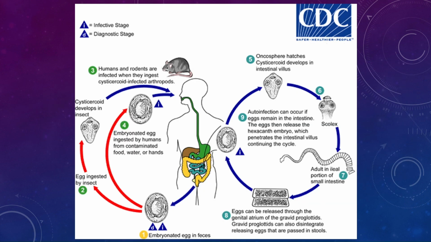Let's learn the life cycle of H. nana. Embryonated eggs are passed in the feces. These embryonated eggs can be ingested by rodents or human. The oncosphere hatches and cysticercoid develops in the intestinal villus. This cysticercoid can develop into adult in the ileal portion of small intestine. Eggs can be released through the genital atrium of gravid proglottids. The gravid proglottids can also disintegrate, releasing eggs that are passed in the stools. Autoinfection can occur if eggs remain in the intestine. The egg can release the hexacanth embryo which penetrates the intestinal villus and continues the cycle.